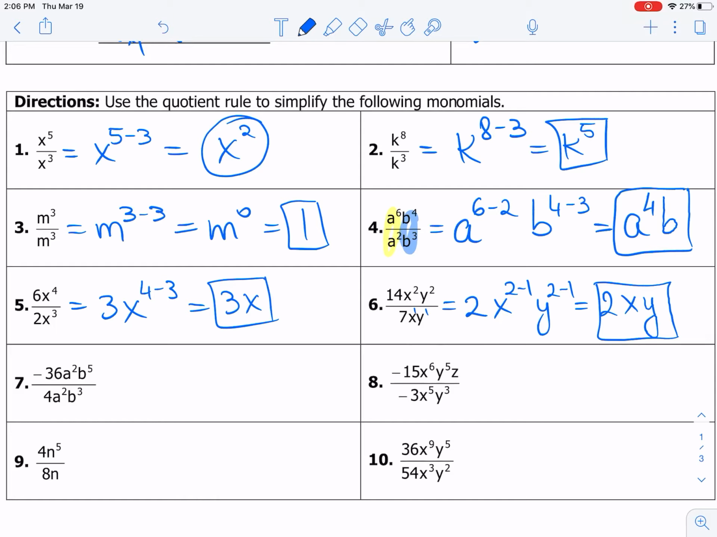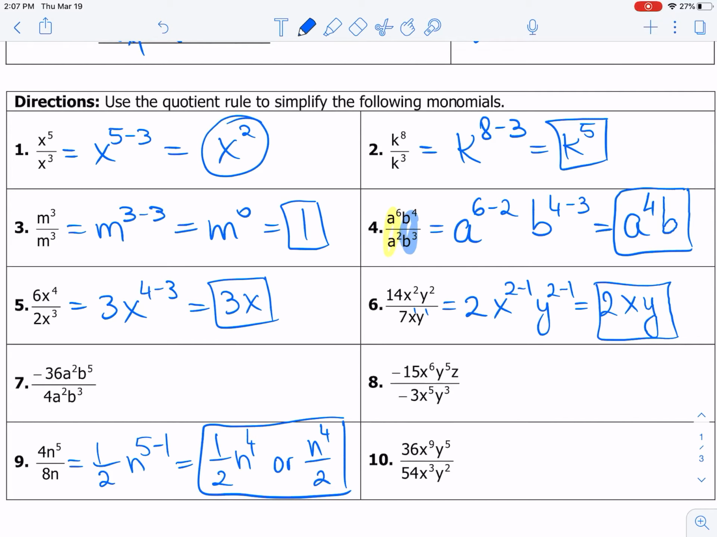Number 9, we have 4n to the 5th power divided by 8n. So 4 divided by 8, it's going to be a fraction. The greatest common factor for them is 4. 4 divided by 4 is 1. 8 divided by 4 is 2. So 1 over 2. N to the 5th power and n to the first power. So 5 minus 1. So that is 1/2 n to the 4th power. Or we can also write it n to the 4th power over 2. Either way is correct.